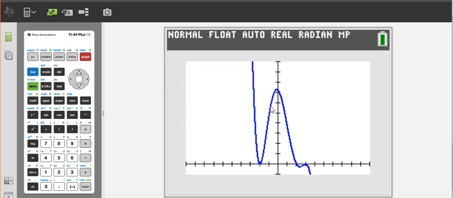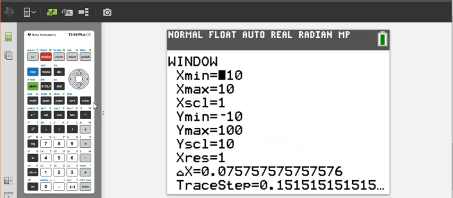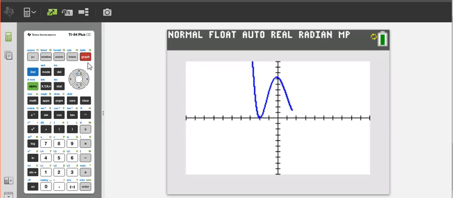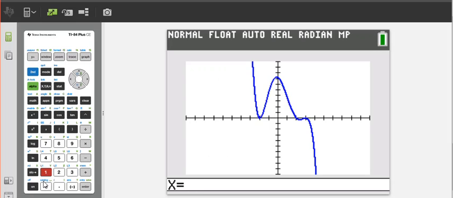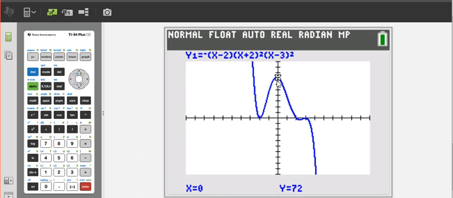So that's pretty good. I may want to see a little more of the negative y-axis, so I'm going to adjust that. Let's make the smallest y value -100 as well. So now we get a better looking picture. All right, let's first check out the y-intercept. If I do a second trace or a second calculate, option 1, to figure out what's going on at x equals 0, you can see at the bottom that the cursor is on the point (0, 72), so that is indeed the y-intercept. Now let's check out the x-intercepts.